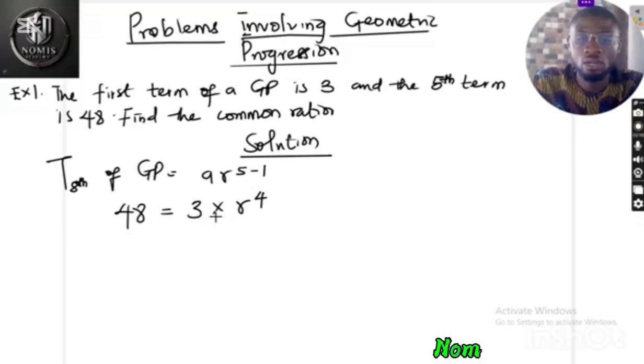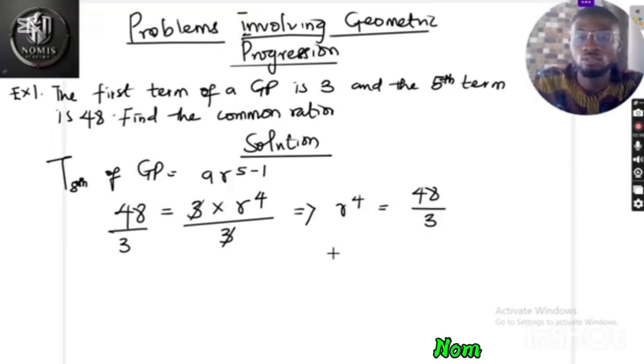So we have 48 equals 3 times r raised to the power of 4. So what we do next here is to divide both sides by 3. When we divide both sides by 3, we are left with r raised to the power of 4 equals 48 divided by 3. So when we divide 48 by 3, that will be 16. So r raised to the power of 4 is equal to 16.